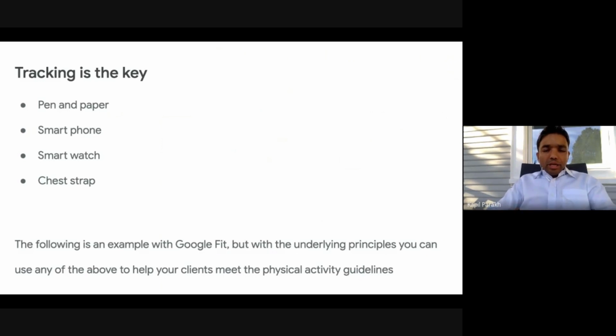Tracking is the key. Something as simple as pen and paper, a smartphone, a smartwatch, chest strap, whatever you have available. If a client is able to keep track of their physical activity, then you can translate that into the guidelines and moderate vigorous physical activity and help them understand where they're at. We're going to take the example of Google Fit, but the principles underlying the physical activity guidelines can be applied to any of these above tracking mechanisms, as simple as pen and paper or as fancy as a chest strap with an app and all the bells and whistles.